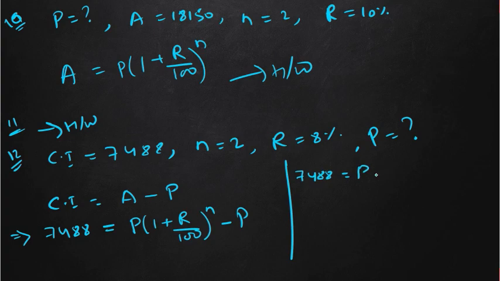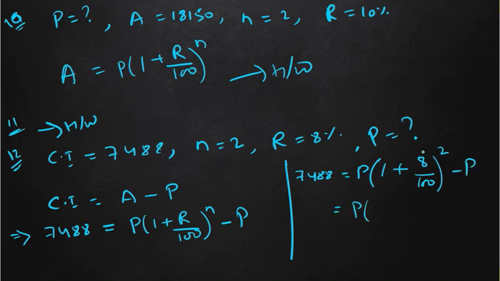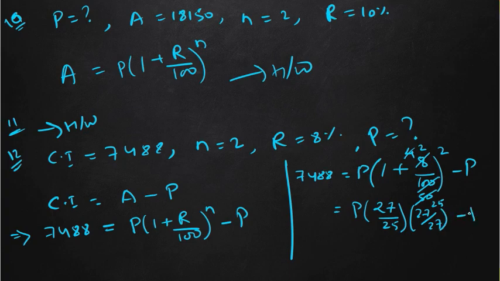We need to calculate P. You can write P or you can write X also, it's up to you. So 1 plus R by 100 power n. R is 8 and n is 2, minus P. If we solve the left side first, this will be P, and 8 by 100 reduces to 2 by 25. Taking the LCM, 25 plus 2 is 27, so 27 by 25, then 27 by 25 again. Why have I written it 2 times? Because the whole square is there, minus P.